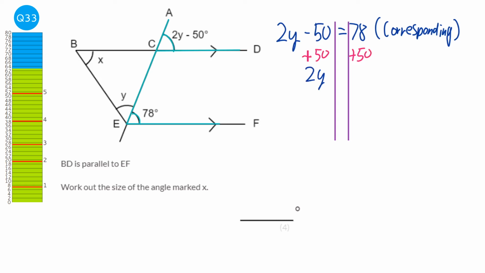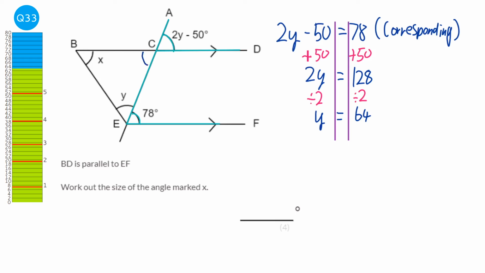So we've got 2y equals 78 plus 50, which would be 128. And then we're going to halve both sides, or divide by 2. So we've got 64, so we know that y is 64. And so we look back at the diagram to find out how we'd work out x.